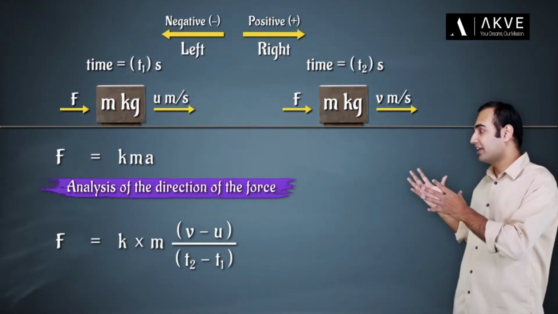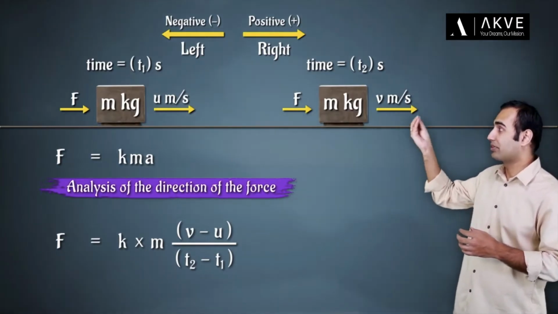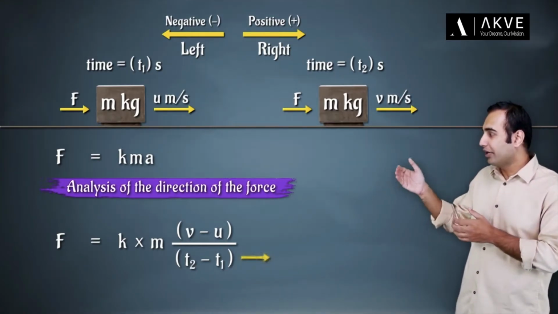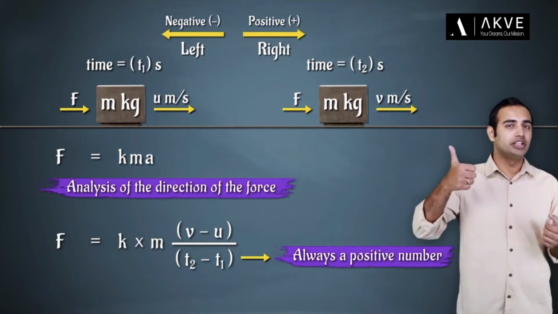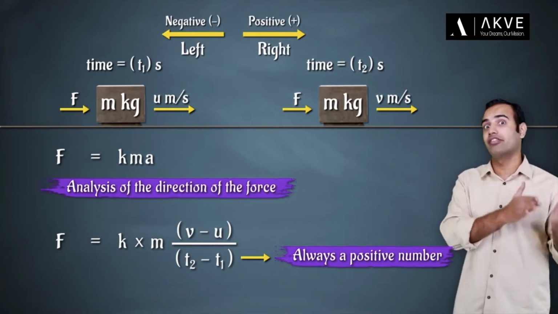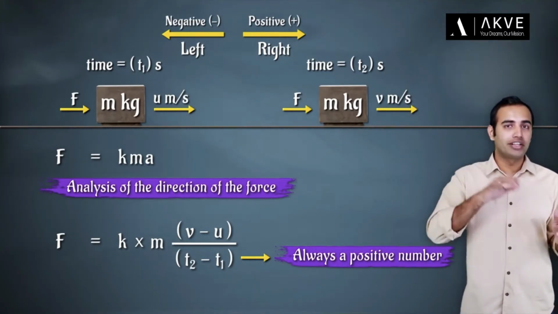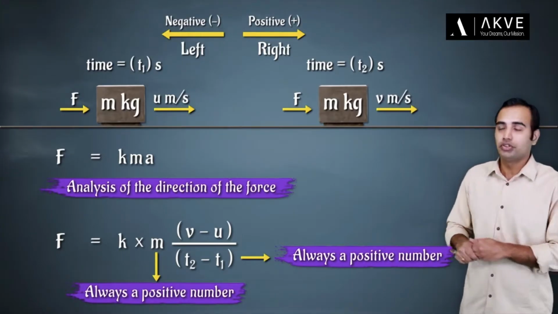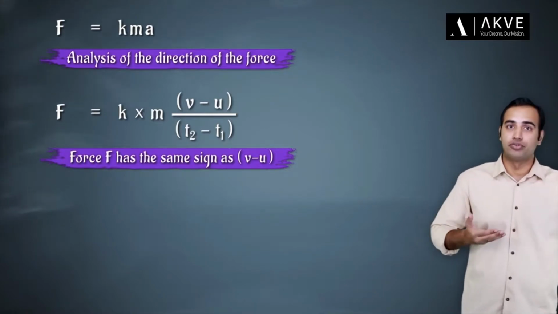Now on the right hand side, you know that I've already taken into account the direction by assigning the proper sign conventions beforehand. So on the right hand side, t2 minus t1 is always a positive number because t1 is the starting time and t2 is the stopping time. t1 can never be greater than t2 and therefore this result can never be negative. On the other hand, mass m is also always a positive number. So depending on the sign of v minus u, we'll have the sign of force as well.